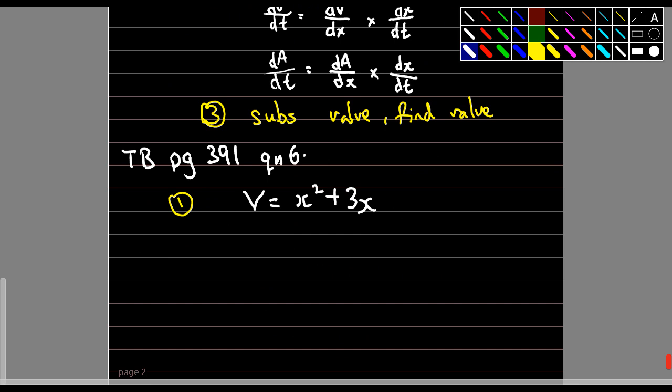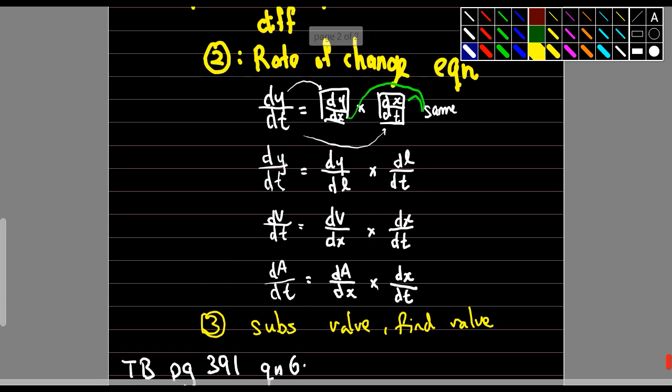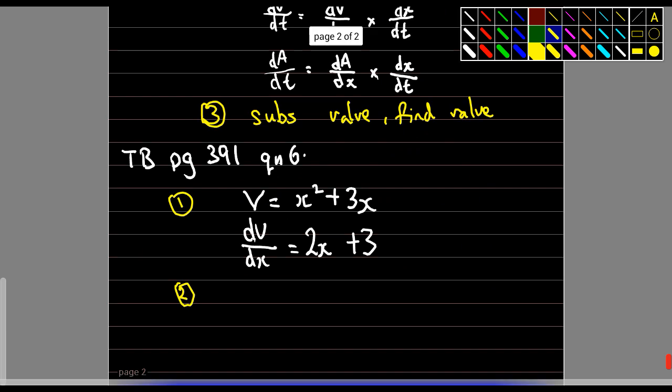So differentiate means dV over dx. This is equal to 2x plus 3. After I differentiate, what do I want to do? Rate of change equation. Now how do I write the rate of change equation? So number 2, I start to write the rate of change. What do I want to write? So maybe you want to start off by telling us what is given to us.